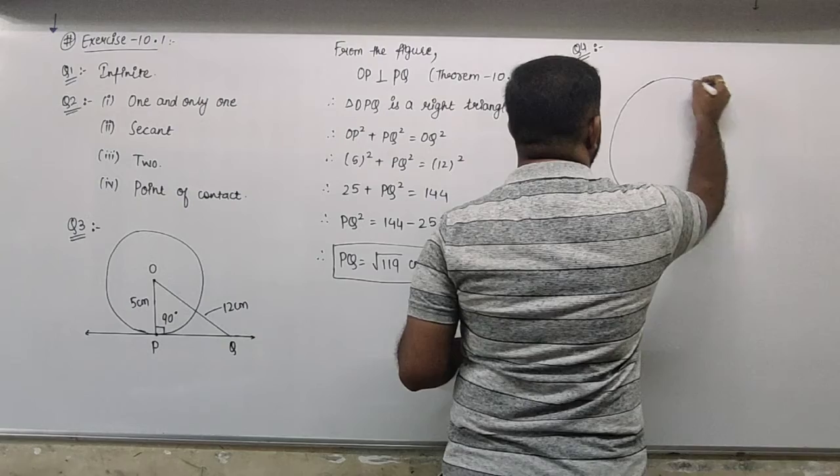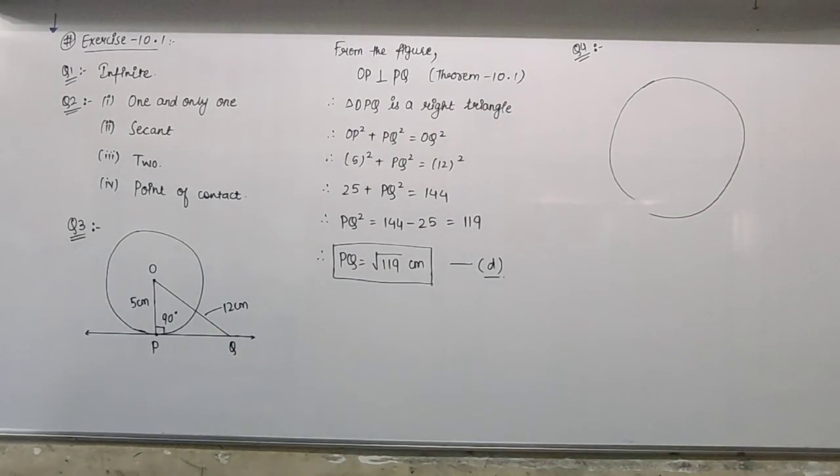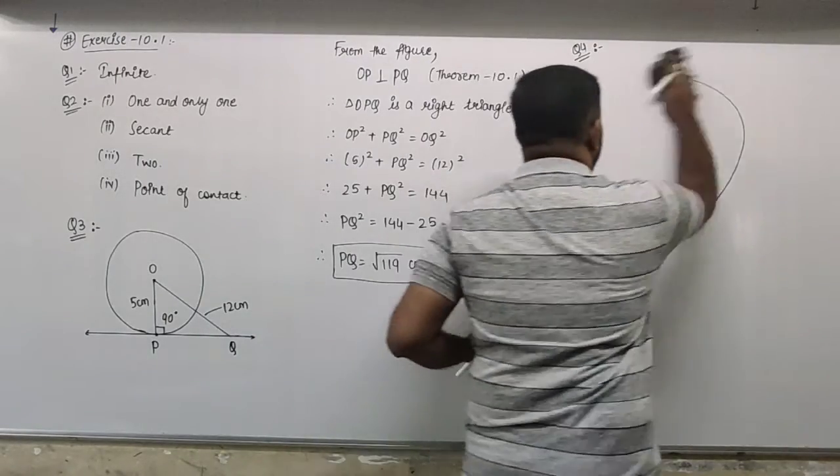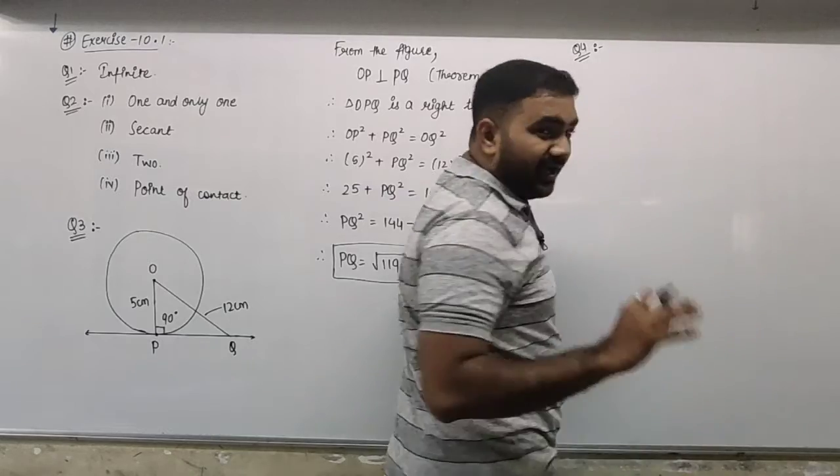So let us say that this is our given circle. Actually, it doesn't seem like a circle. It seems like a big potato. So let me draw somewhat like a circle. You know, I am very bad at drawing.